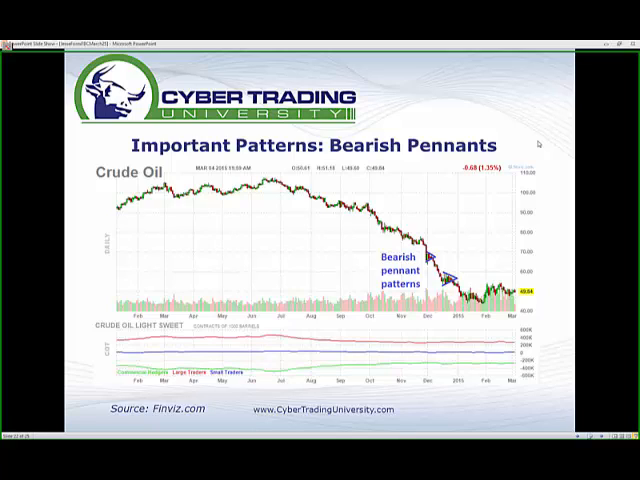And you could have shorted every time you saw these pennants form, and then an actual confirmation in the form of a breakdown from the pattern. And you can see the prior trend that led into it was down. And that's the way it broke out.